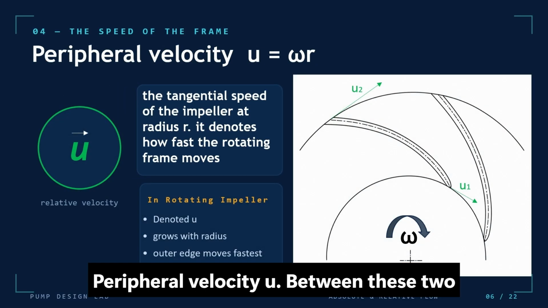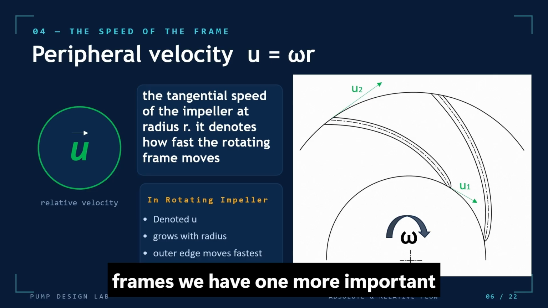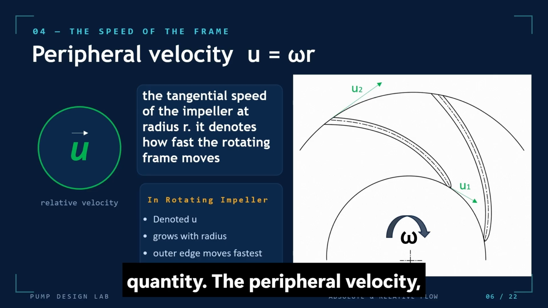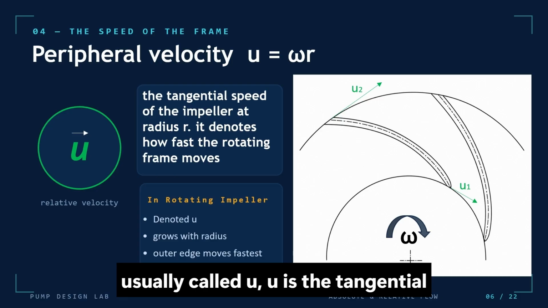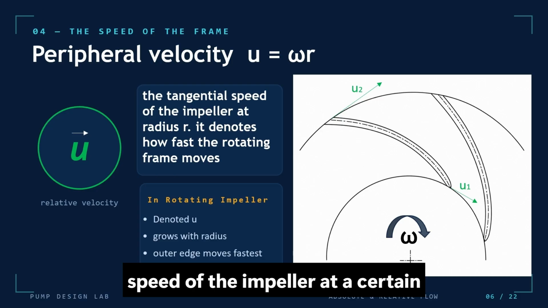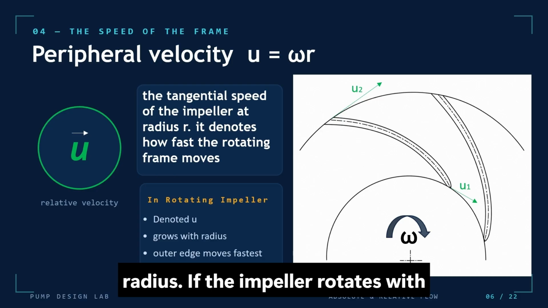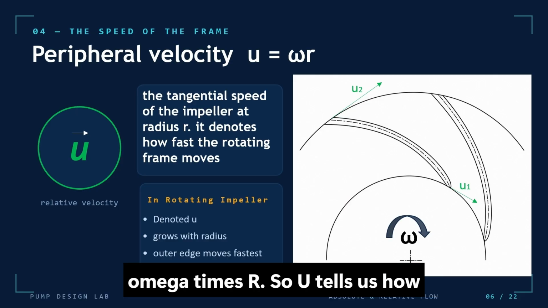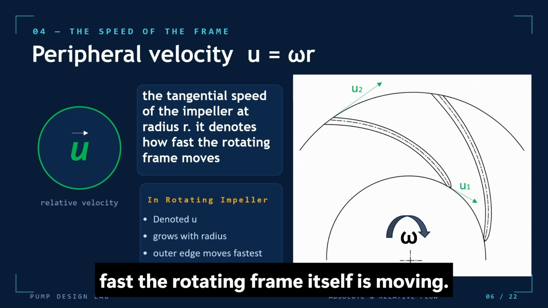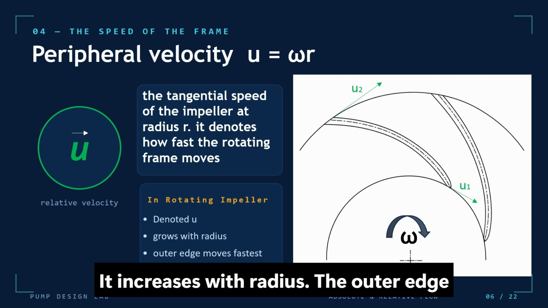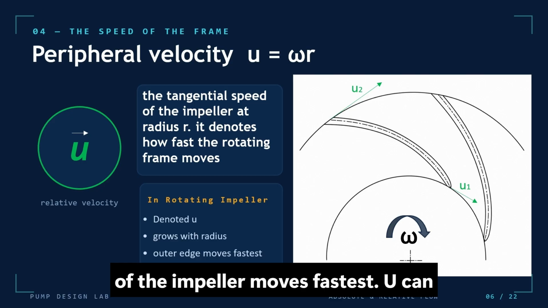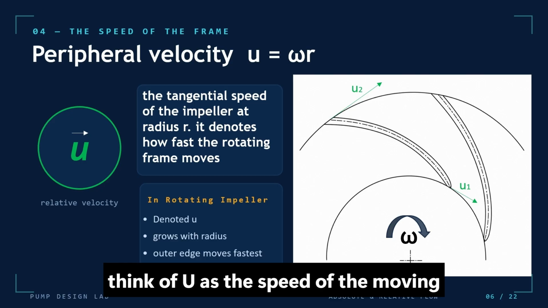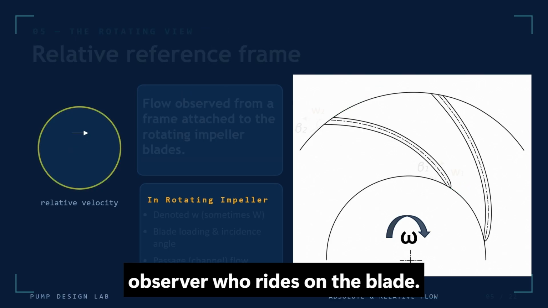Peripheral velocity U. Between these two frames, we have one more important quantity: the peripheral velocity, usually called U. U is the tangential speed of the impeller at a certain radius. If the impeller rotates with angular speed omega and the fluid particle is at radius r, then U equals omega times r. So U tells us how fast the rotating frame itself is moving. It increases with radius. The outer edge of the impeller moves fastest. You can think of U as the speed of the moving observer who rides on the blade.